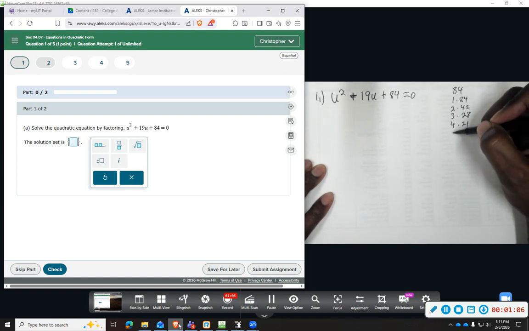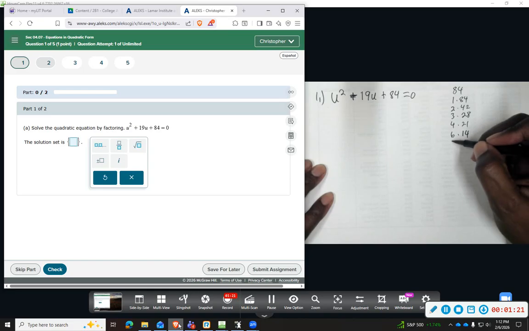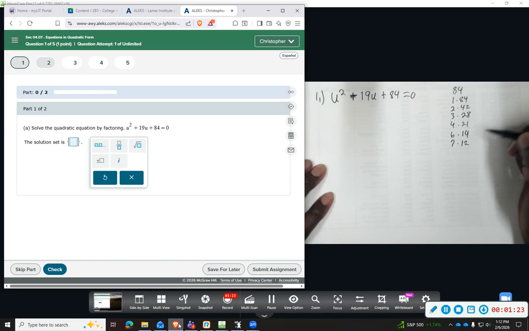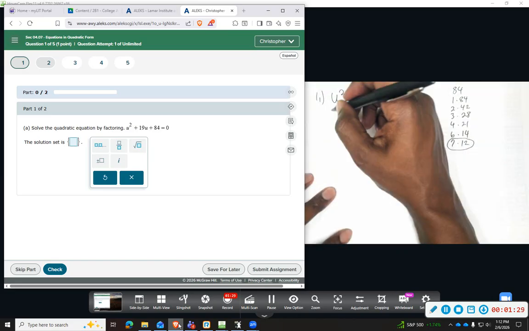5, 6, because it's divisible by 2 and 3. So 6 and 14. Okay. 7 and 12. Okay, so this is what we need. 7 plus 12 is 19. So it will factor.